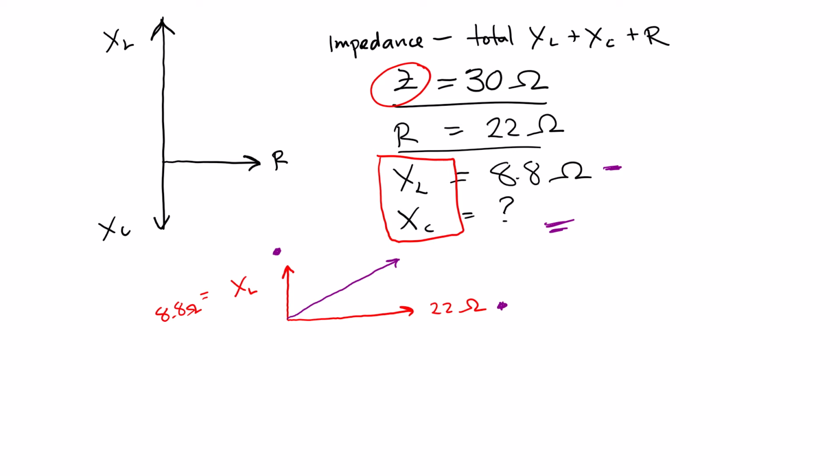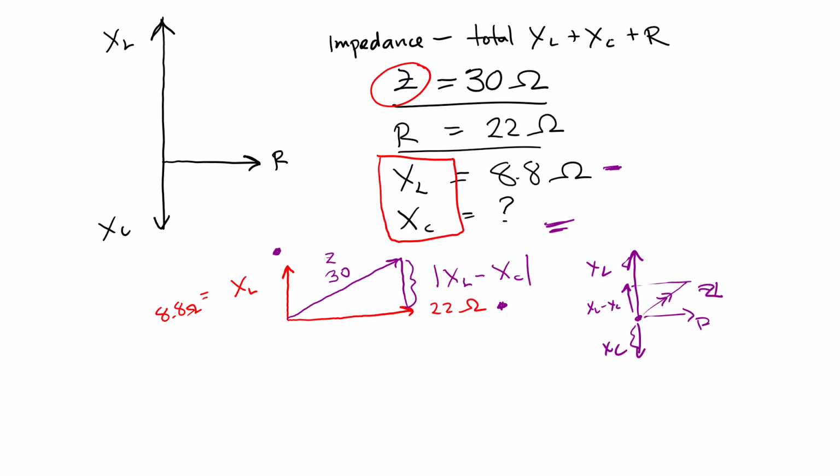So let's have a look then. We know that the resultant, the impedance, is 30 ohm, and the resistance is 22 ohm. So we can find this difference here. And this difference here has got to be the difference between the inductive reactance and the capacitive reactance. Because if we have XL up here and XC down there, we'll subtract this from this and we'll end up with XL minus XC with resistance, and that would be our impedance Z. So let's have a look then at this amount here using Pythagoras.